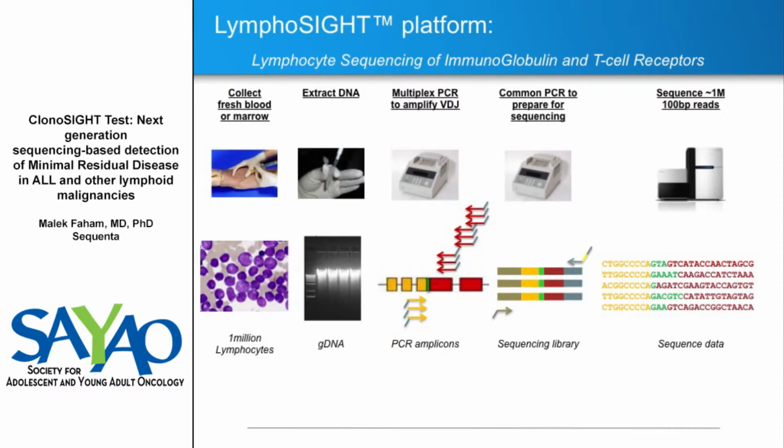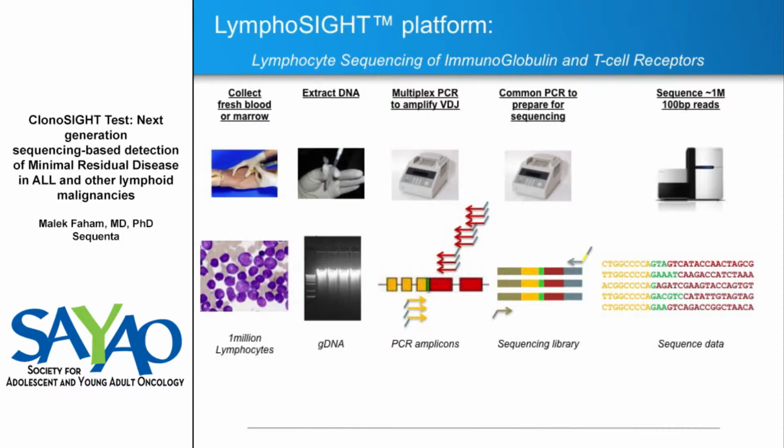So in the lab, the workflow for the assay is that you get blood and bone marrow from the patient that gets shipped to the lab where DNA is extracted. Then multiplex amplification is performed where all the V and J sequences are amplified. So whatever rearrangement is present in that repertoire will be amplified by at least one pair of primers.